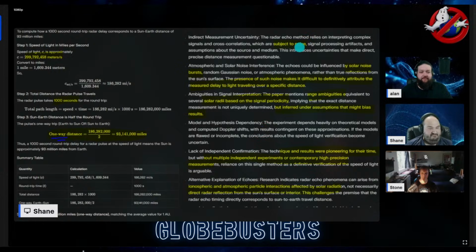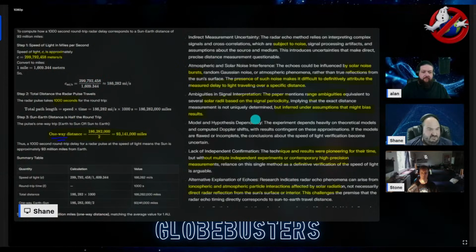And this goes over sort of my main critique to this, is that this radar echo method relies heavily on interpretive complex signals and cross correlation, which are subject to noise, signal processing artifacts, assumptions from the source and medium. Of course, we're using the speed of light in a vacuum. We're bouncing it not in a vacuum to a sun across space or whatever. And either model, this thing's filling that distance. It's not vacuum, so this would not be a correct speed. Thus, the distance would be skewed by the incorrect speed.